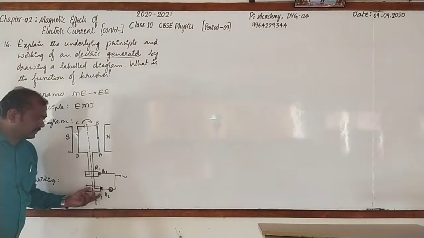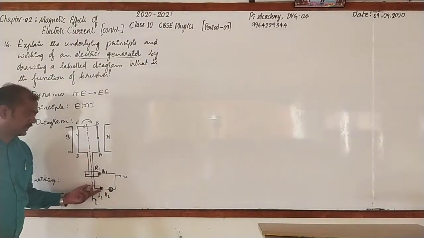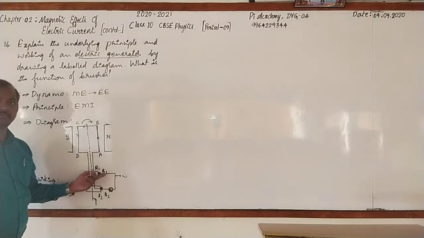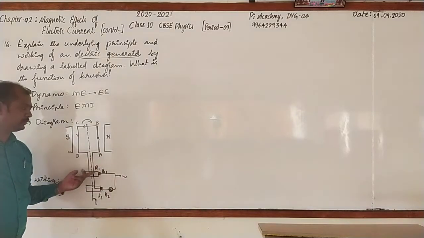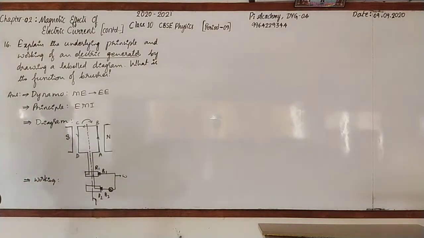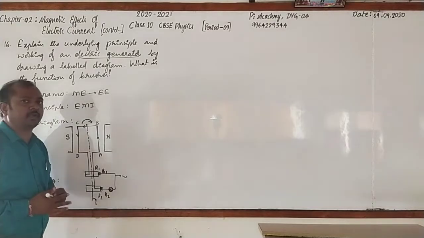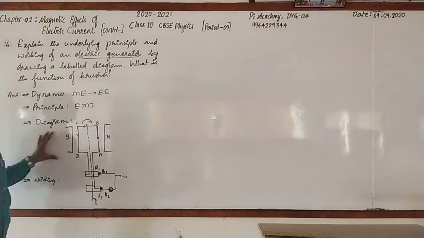You can observe that the direction of induced current gets changed after every half rotation. First time it flows from B1 to B2, second time it flows from B2 to B1. That is why it is called alternating current dynamo. Hope that you have understood. Very simple way of writing. The working is, first point.